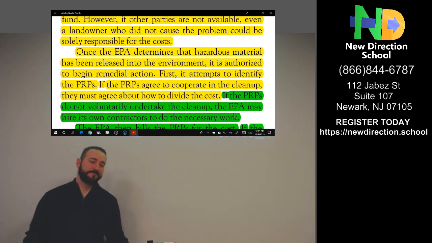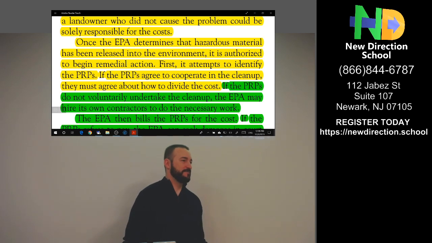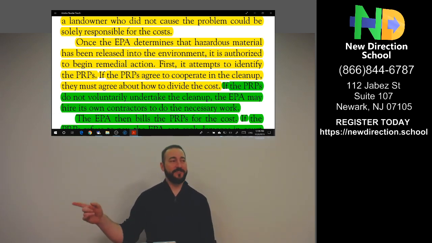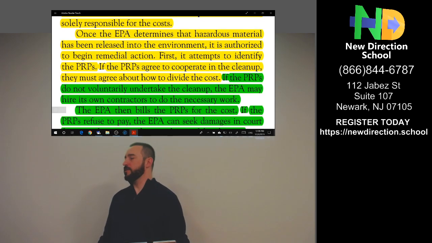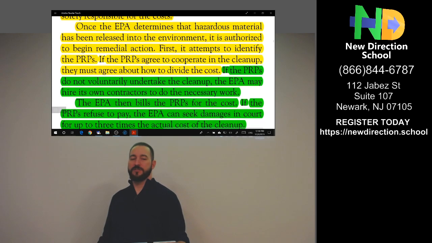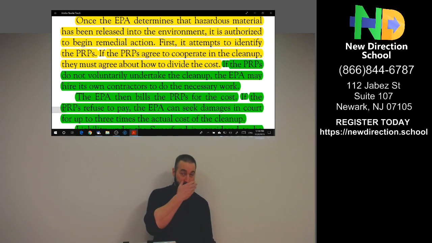But it gets better. The EPA is going to send you the bill, of course. You could have done it for $20,000. Now you got a $50,000 bill. And if you refuse to pay, the EPA can take you to court and seek damages for up to 3 times the actual cost of the cleanup. So instead of 50, well, let me rephrase that. Instead of 20, they're now suing you for 150,000. That's crazy. It is, but it gets better.